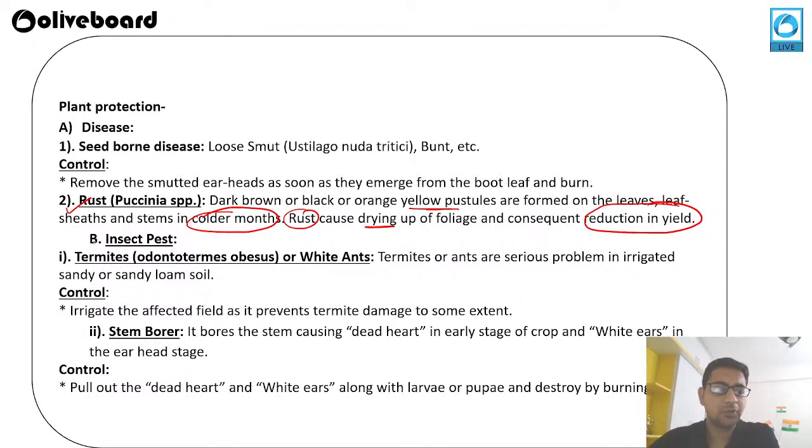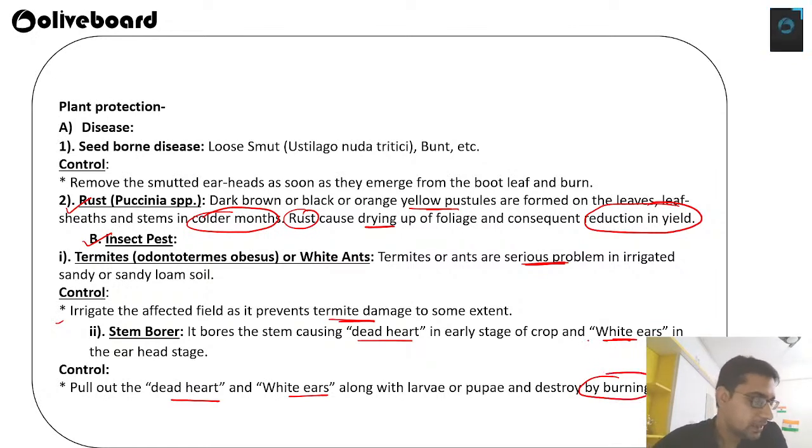Then how do we protect from insect pests? Termites or white ants are serious problems in irrigated sandy soil. If you have irrigated sandy or loamy soil, it is very difficult to control termites and ants. To control them, irrigate the affected field, which prevents termite damage to some extent. Then there are stem borers. The stem borer causes dead heart in the early stage of the crop and white ears in the ear head stage. Pull out the dead hearts and white ears along with the larva and pupa and destroy them by burning. So this is how various things are there.